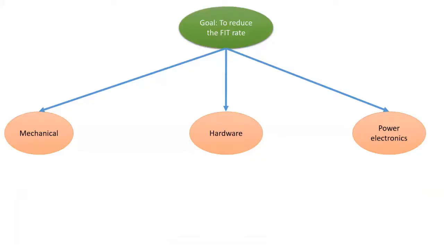Now, if you take any system, we can define the system in three different areas. The first is what we call the mechanical area. Then there is hardware, under which we club sensors and all the other features we need for power. And something we call power electronics, which includes motor drives, controls, and everything. These are the major areas we are going to look at in every system, and how we are going to reduce different failures which fall under these categories.